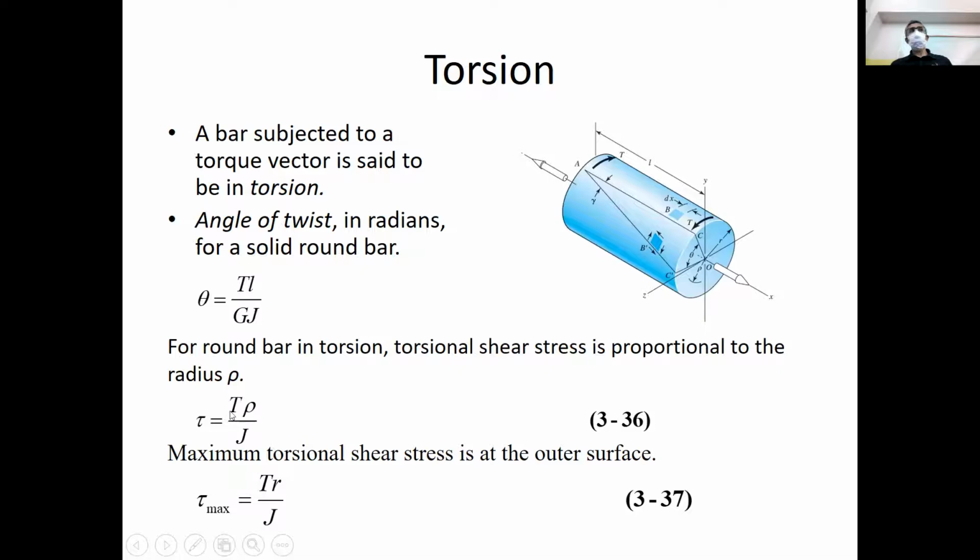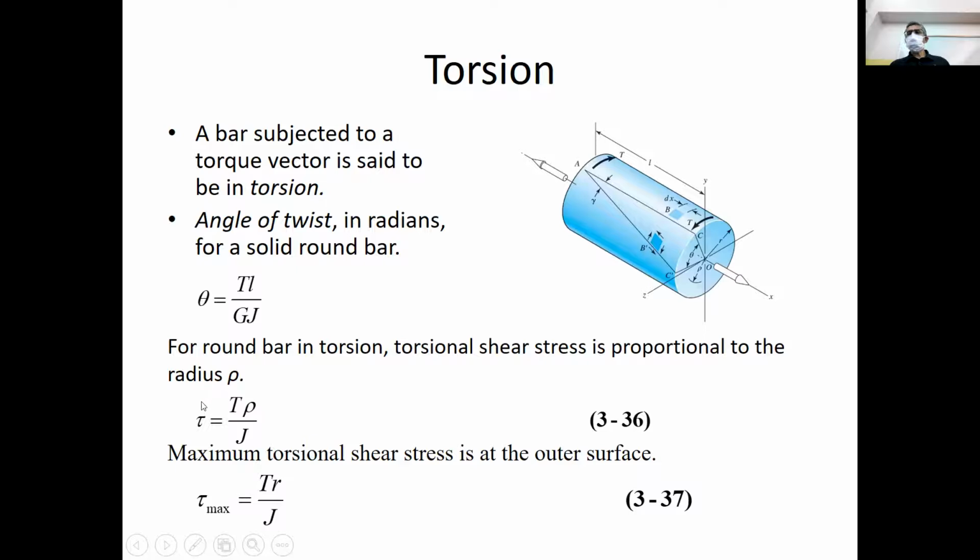is equal to T, which is the torque, the internal torque acting on that shaft or bar, multiplied by rho, the distance from the centroid, divided by J, the polar moment of inertia. So tau is equal to T times rho divided by J.